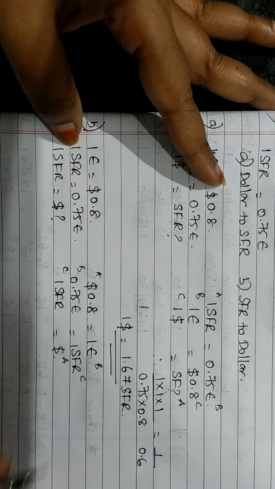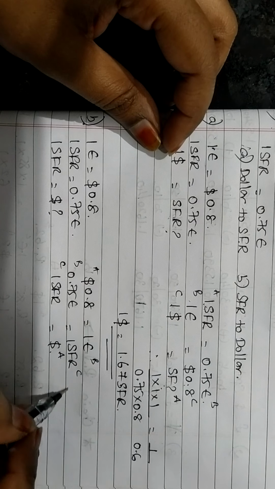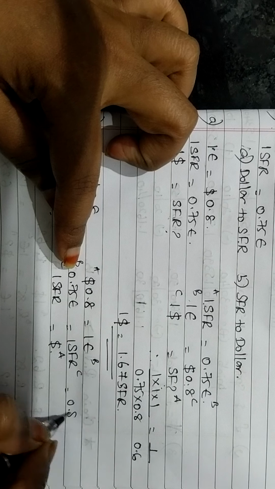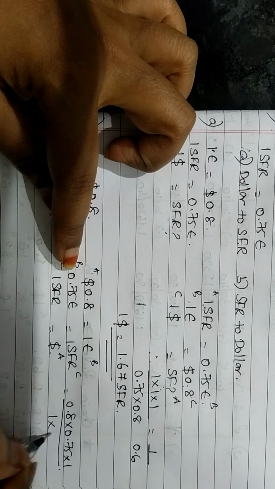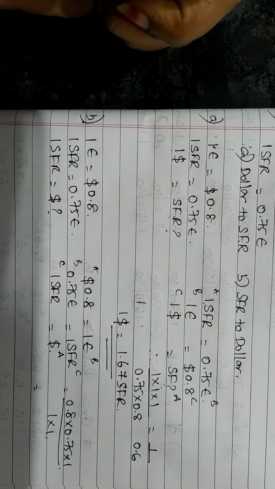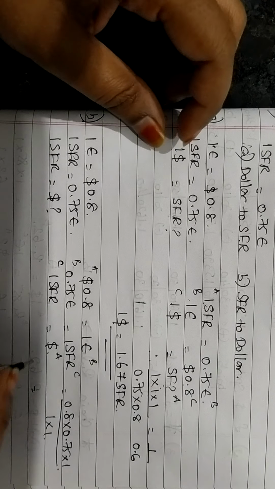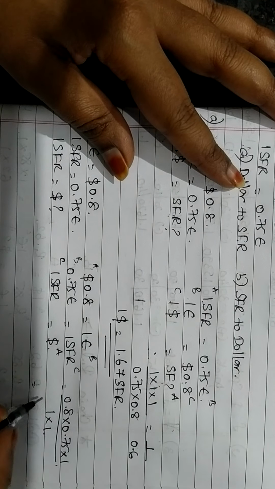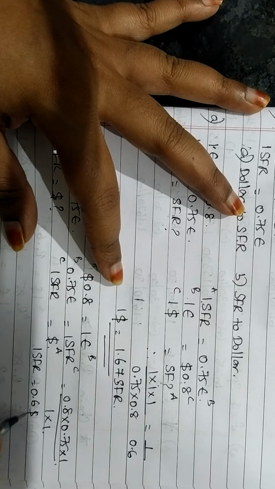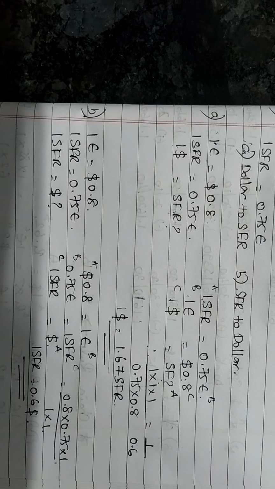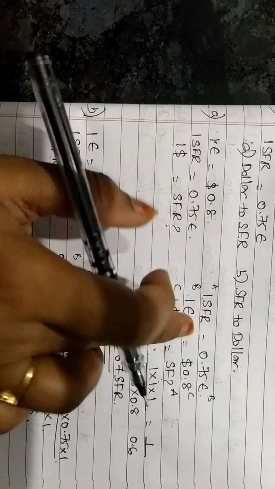So this obviously gets back to my question. How much is 1 Swiss franc for a dollar? So here it will be 0.8 into 0.75 into 1 divided by 1 into 1. So 0.8 into 0.75, you will get 0.6. Therefore, 1 Swiss franc is equal to $0.6. This is how you have to write, okay? The problem is very simple, provided you understand this chain rule, okay?